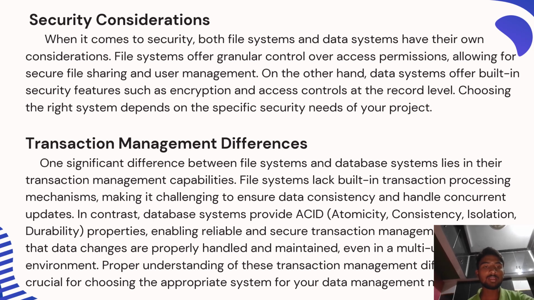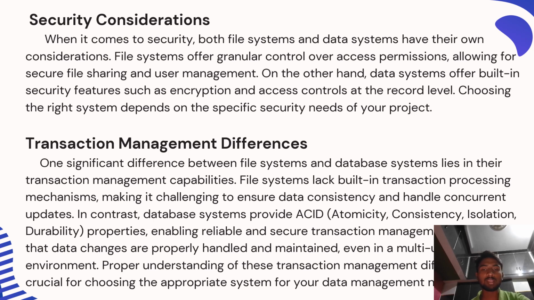The security consideration. When it comes to security, both the file system and database system have their own considerations. The file system offers kernel control over access permissions, allowing for secure file sharing and user management. On the other hand, the database system offers built-in security features such as encryption, access control, and record-level security.